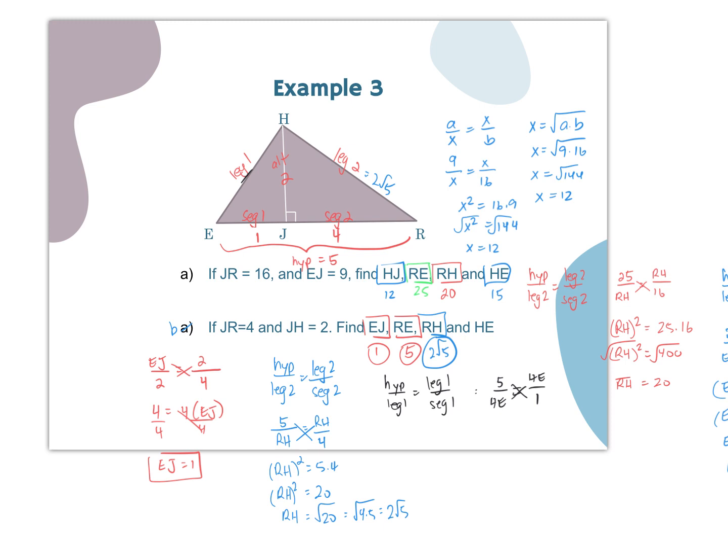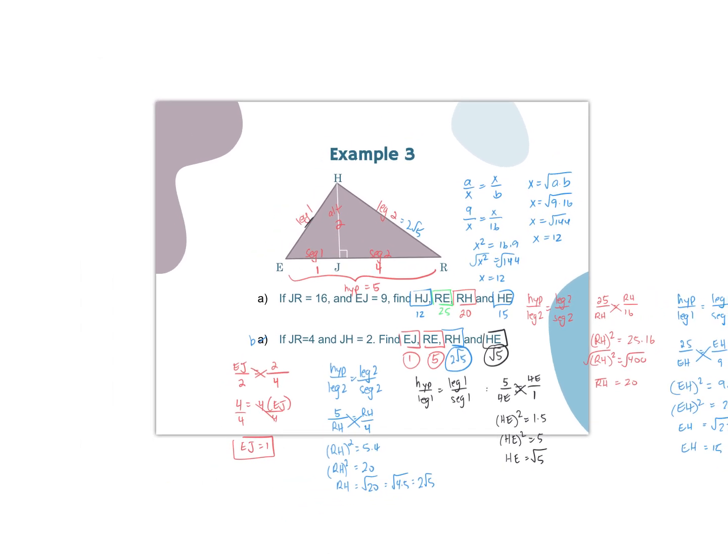And so again, I'm ready to do HE squared equals 1 times 5. HE squared equals 5. So HE equals the square root of 5. So square root of 5 is the length of HE. And so I was able to find all the lengths using the ratios.